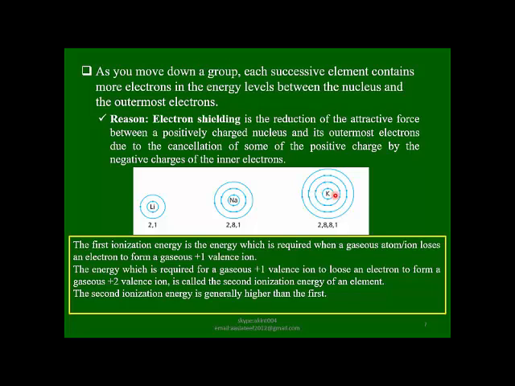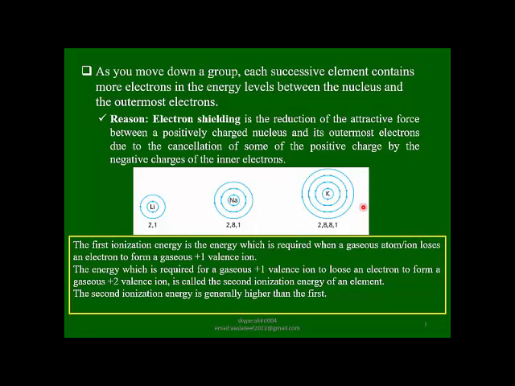So for group 2 elements, we have 2 electrons in the outermost shell. If we remove the first one, it remains 1 in the outermost shell. It can be removed, fine, but it needs more energy, because the positive ion is more positive than the negative ion now. So there's enough force of attraction for that electron to be higher than the first one.